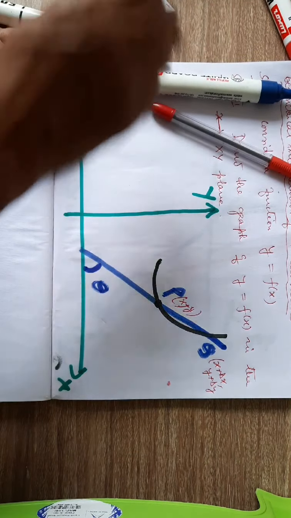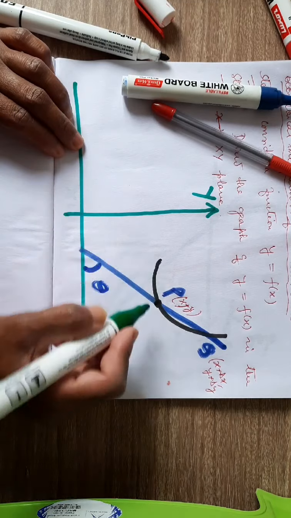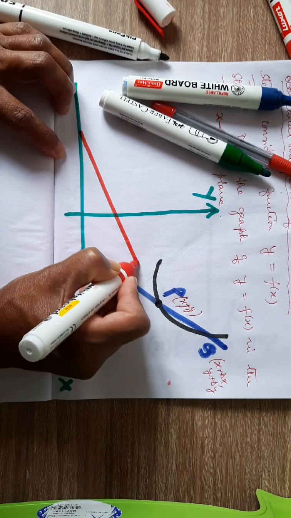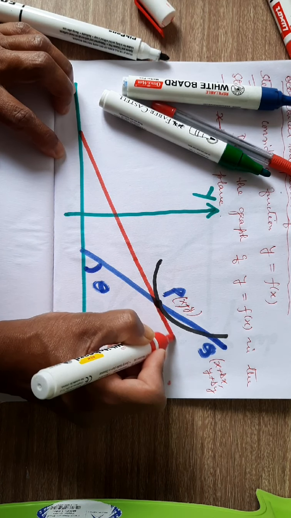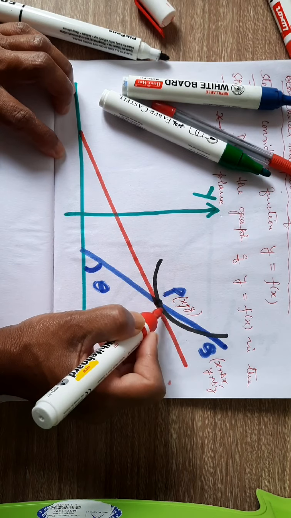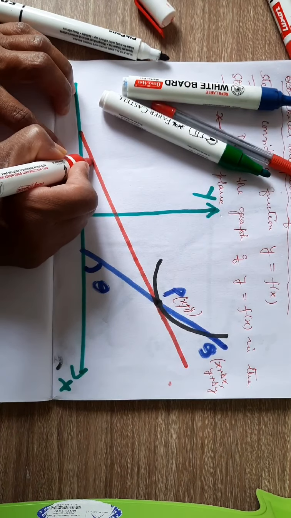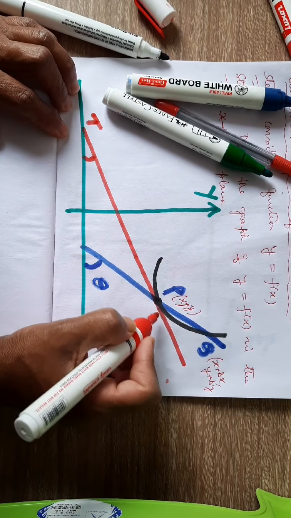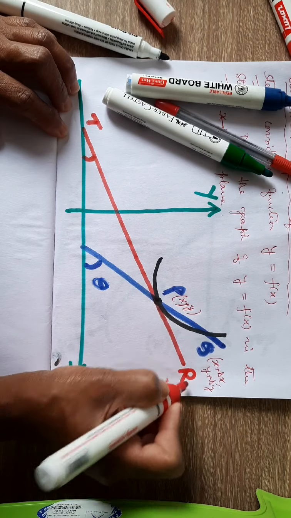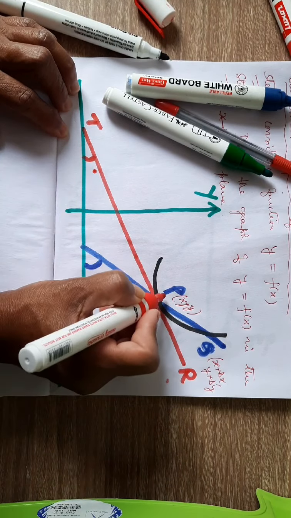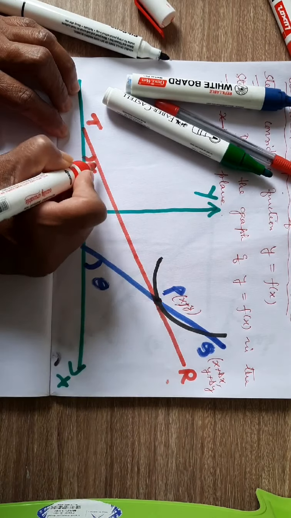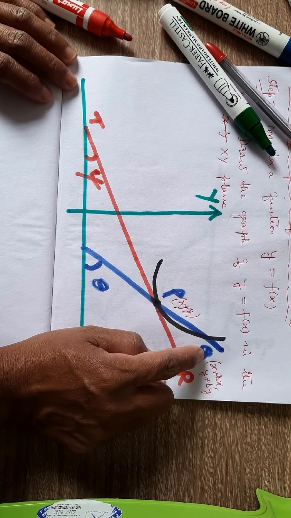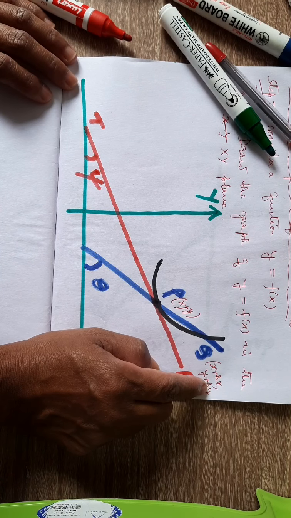Now, next step, let us draw a tangent at this point P. So, suppose the tangent at this point P is this one. A tangent is nothing but a straight line which touches the given curve at a single point. In this case, it touches the given curve at point P. Let me mark this point T here, and this is R here. Now, let the angle made by this tangent TPR at P be psi.